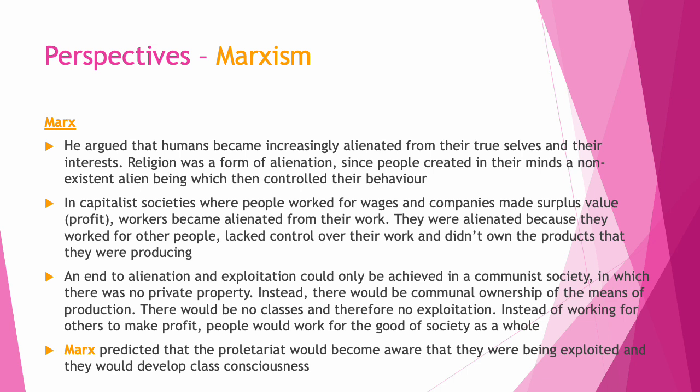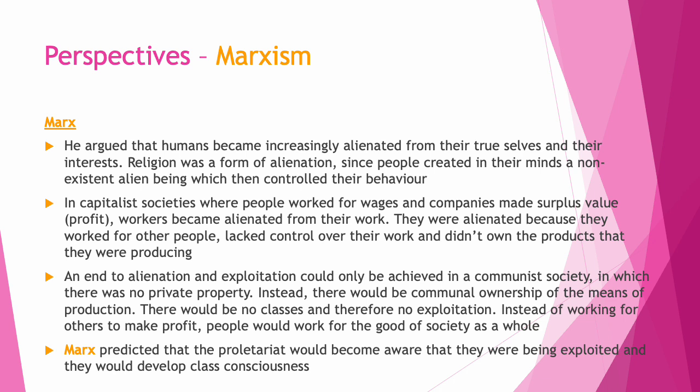In capitalist societies where people worked for wages and companies made surplus value, workers became alienated from their work. They were alienated because they worked for other people, lacked control over their work, and didn't own the products that they were producing. An end to alienation and exploitation could only be achieved in a communist society, in which there was no private property. Instead, there would be communal ownership of the means of production. There would be no classes and therefore no exploitation. Instead of working for others to make profit, people would work for the good of society as a whole.